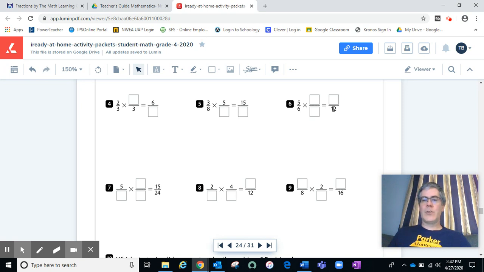We know that 6 times 2 is going to equal 12. We're going from sixths to twelfths. So we know 6 times 2 is equal to 12. So we can fill in the denominator in our multiplier, and that will give us the numerator in the multiplier. So if we're multiplying 6 times 2, we're going to have to multiply the 5 times 2 as well.